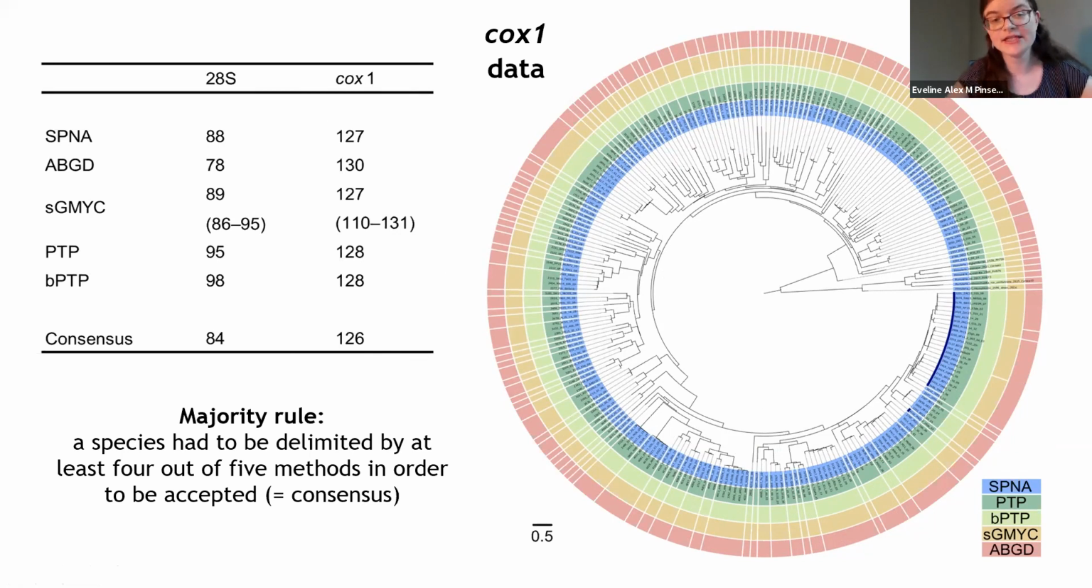Now we have a problem here. We have 2 molecular markers, and both of them indicate another consensus species delimitation. Only one of them can be closer to the truth than the other. So what's going on here?